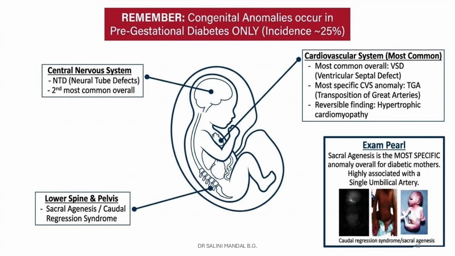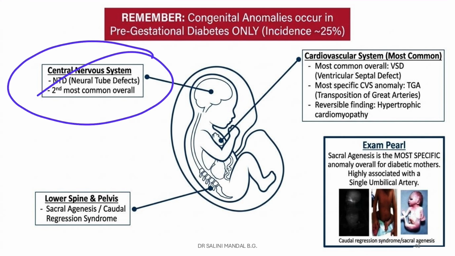Okay, so what are the common anomalies which the baby can have if the mother was already diabetic, that is overt diabetes? Number one is CNS defects. Neural tube defects will be there. This is the second most common. But apart from that, the most common is what? Ventricular septal defect, which I have already mentioned. The most specific one is what? Transposition of the great arteries.